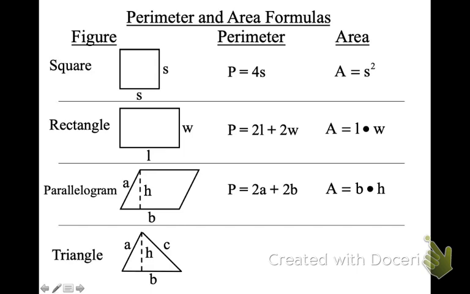So for the perimeter, we just add up all the sides, A plus B plus C. But for the area, it's important to know that inside, it only covers half the parallelogram. So the area formula is 1/2 the base times height. Pause the recording if you need to keep taking notes.